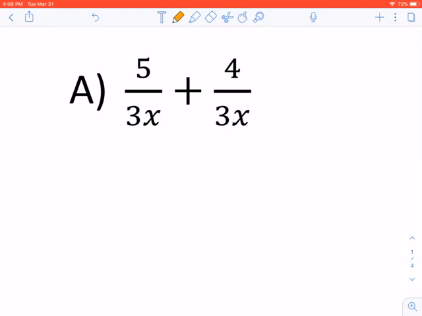So this already has a common denominator of 3x. When there's a common denominator, all you need to do is add the numerators. So if I add 5 plus 4, I get 9. That's 9 divided by 3x.